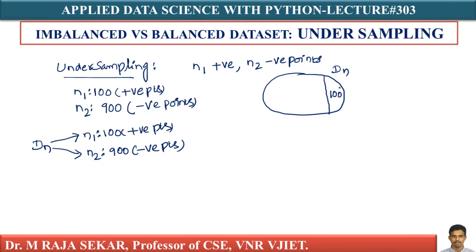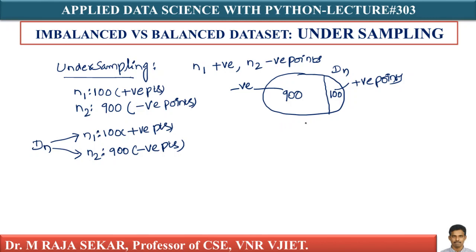What does this 100 indicate? This indicates the positive point set. Let me say this is 900. What does it indicate? It indicates the negative point set. Given this data set Dn, what undersampling does is use a simple technique, a sampling trick, I can say, use the sampling trick to create data set Dn dash.